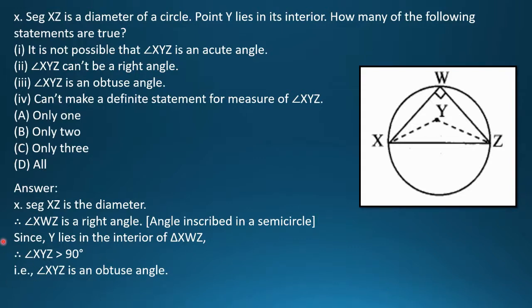But from our solution, we can infer that angle XYZ is an obtuse angle. That is the third statement. So we can say that option C, that is only the third statement, is correct. As XYZ is greater than 90 degrees, it will be an obtuse angle. So if you see in the figure, the angle that is inscribed in the semicircle is a 90 degree angle, and Y, since it is in the interior of the circle, below the inscribed angle, has to be greater than 90 degrees, and we know greater than 90 degrees is an obtuse angle. Hence option C, only the third statement, that is angle XYZ is an obtuse angle, is the correct option.